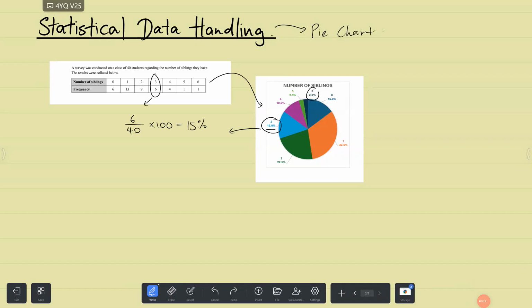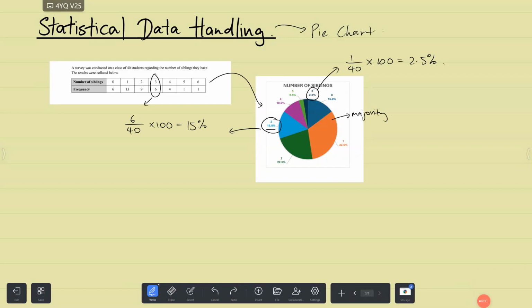And how do I get my 2.5% for the students with 6 siblings? Well, as you can tell from the table, there's only one student with 6 siblings. And over here, we can take 1 out of 40, one student out of 40 students in the class, multiply by 100, and you'll get again 2.5% here.